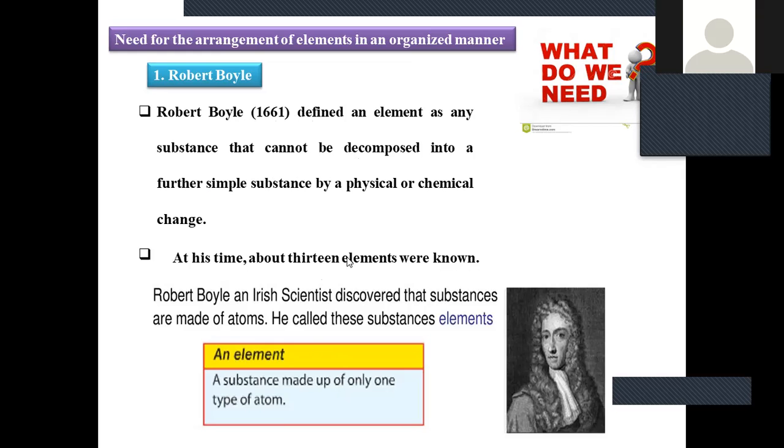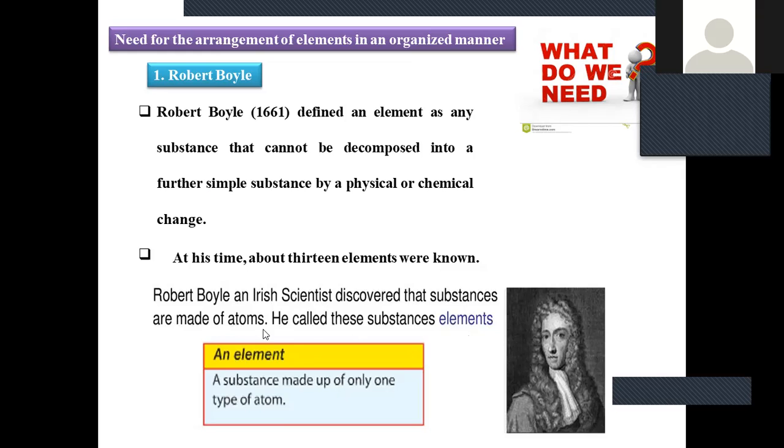That's the reason why it was very difficult to classify and identify them. There is continuous evolution in science, right? At that time only 13 elements were well known. Now we are experiencing so many elements in our modern periodic table, right? They laid the foundation, and we are moving forward, framing all the bricks on that foundation, right? So here Robert Boyle, an Irish scientist, discovered that substances are made up of atoms. He called these atoms elements.